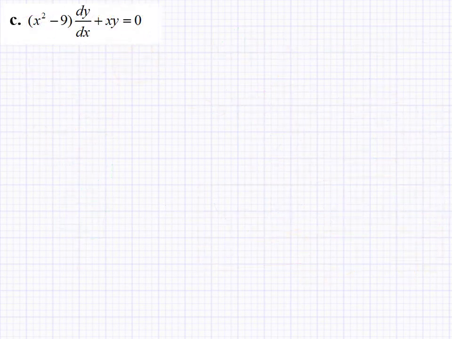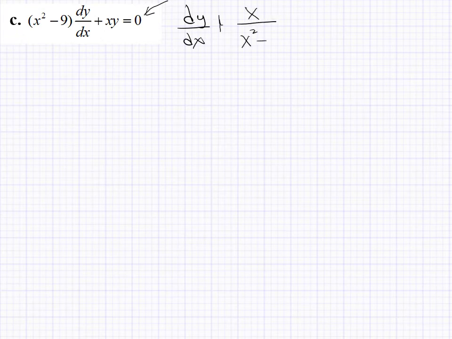All right, here's another one. Again, everything you need for linear. It's not in standard form, but it is linear. And notice the 0. So I'll put it in standard form first. So that'll be dy/dx plus x over x squared minus 9 y equals 0.